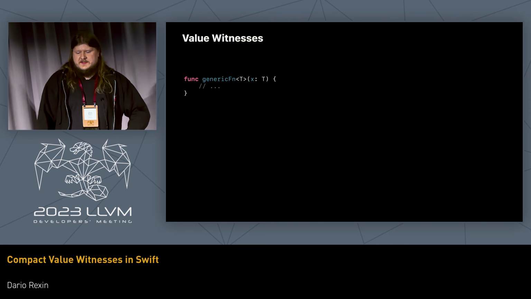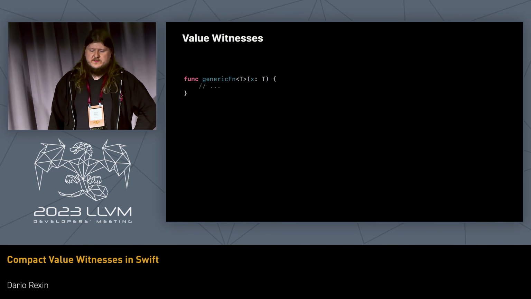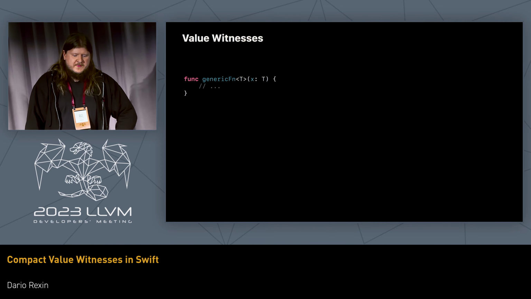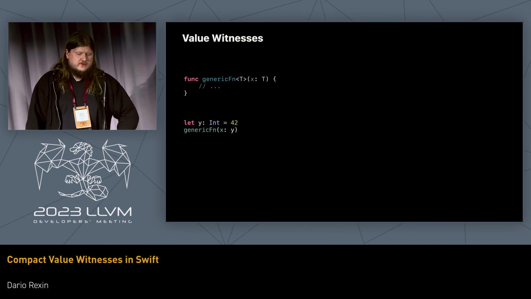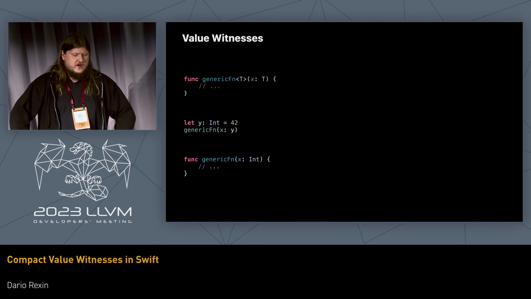Other languages use a technique called monomorphization, which means creating specialized versions of all generic functions with the particular types applied. So if somewhere in a program a function gets called with an integer, the compiler creates a copy of the function with the type fixed to integer.